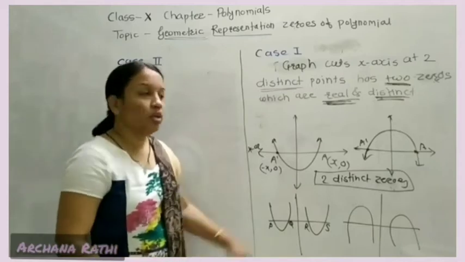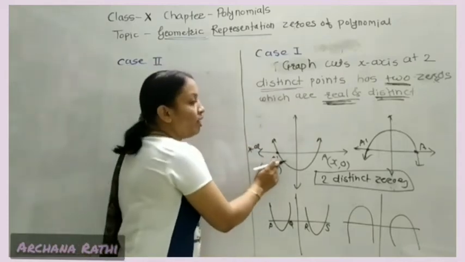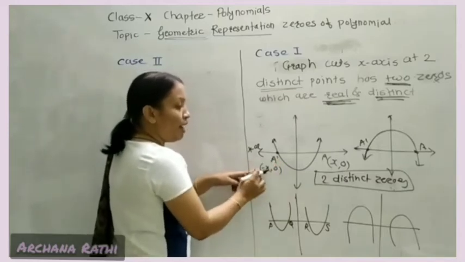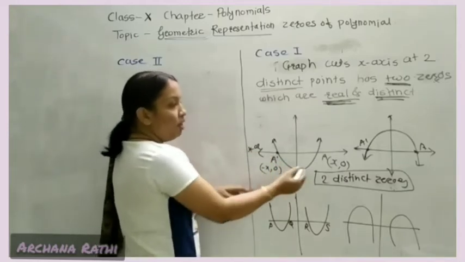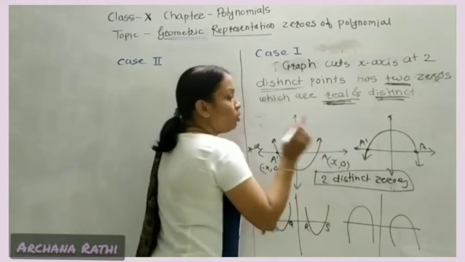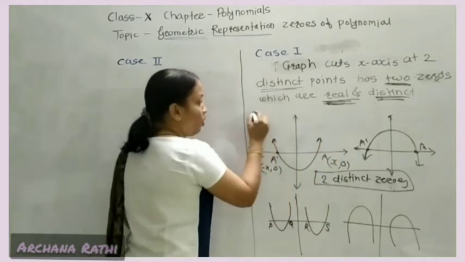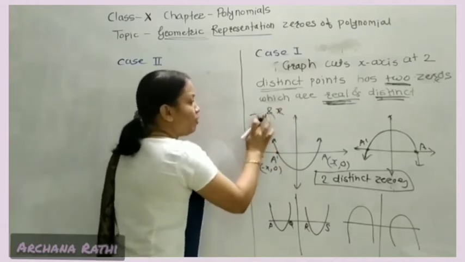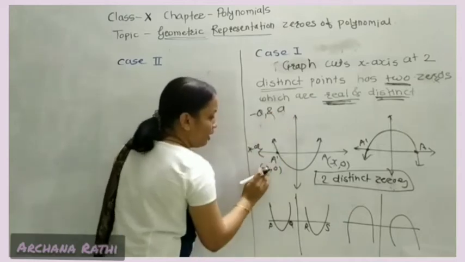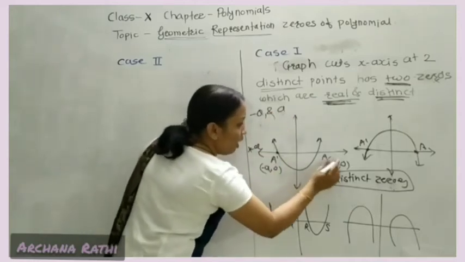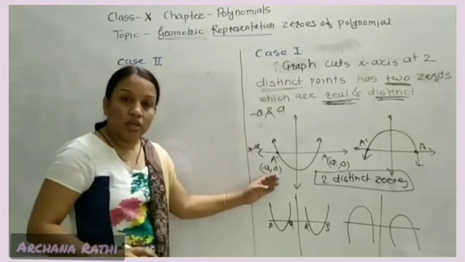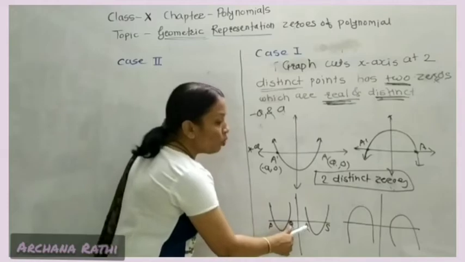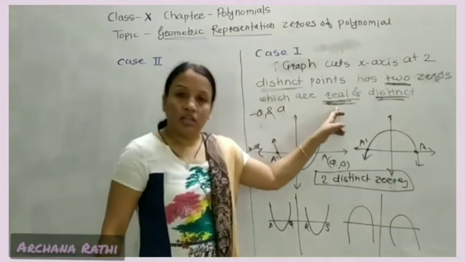And what are those zeros? Those zeros are the x coordinates of these two distinct points. Suppose the x coordinate of this A dash is minus x0, because it is on the left-hand side, and the other x coordinate is x0. Then the zeros of this polynomial are minus x0 and x0. Suppose you take a as any real number, then minus a and a are the zeros of this quadratic polynomial. All these cases have two distinct and real zeros.